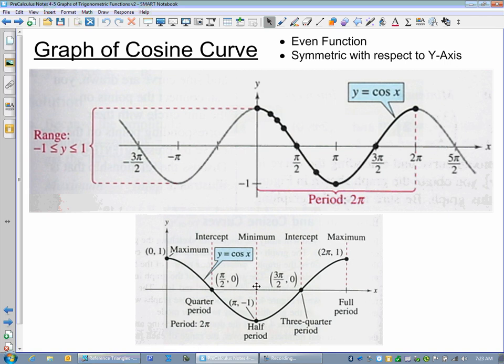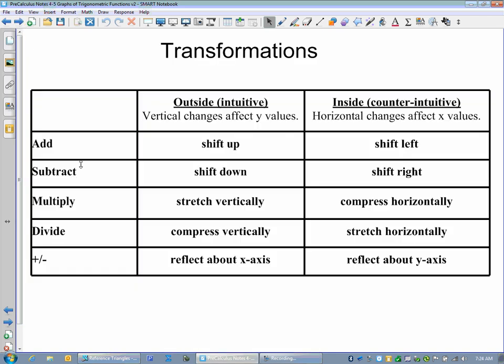Halfway between those will be the minimum point. And then halfway between the first 2 will be an intercept, and halfway between the second 2 will be an intercept. That's generally how we're going to graph these. Now we should first revisit the transformations, make sure we know how to do these transformations.